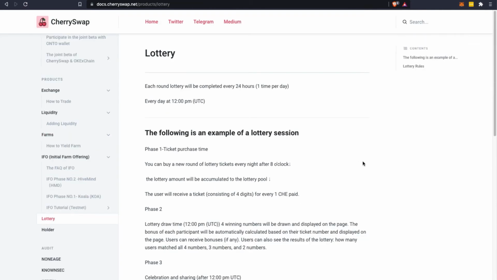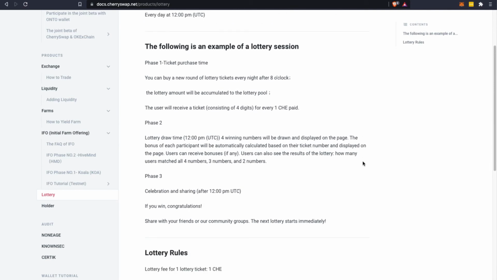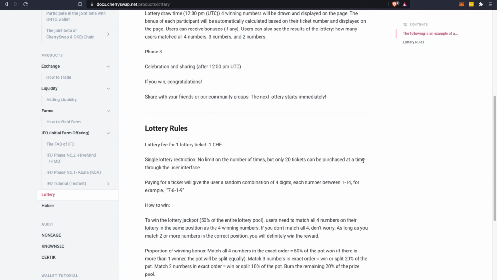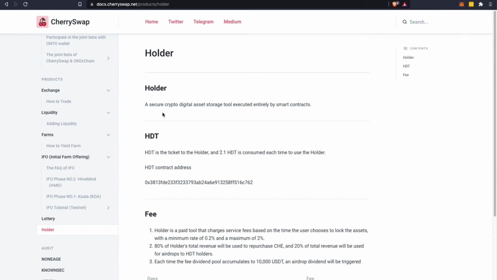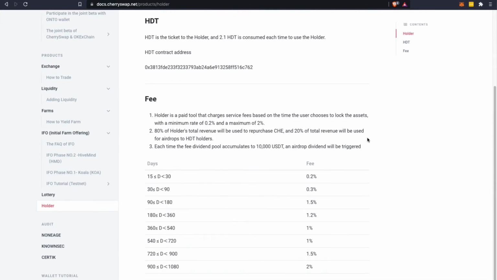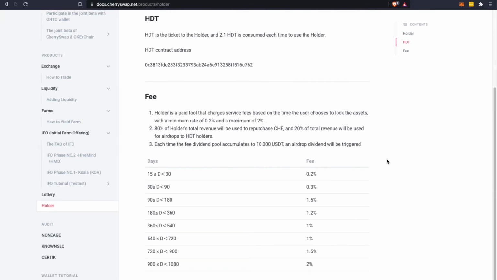The lottery feature, I believe it's paused for now, but I believe that they will reintroduce it again. And this holder feature is some sort of secure crypto digital asset storage tool. If you want to learn more about this, just read through this part to understand more.